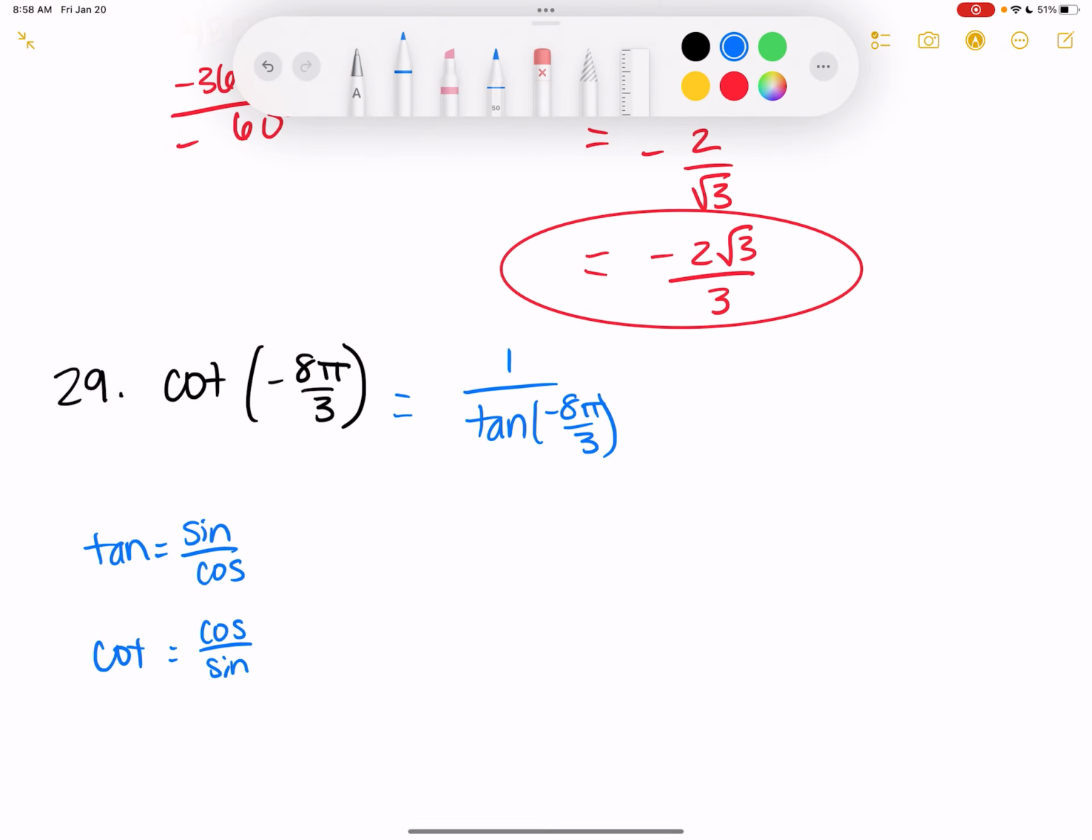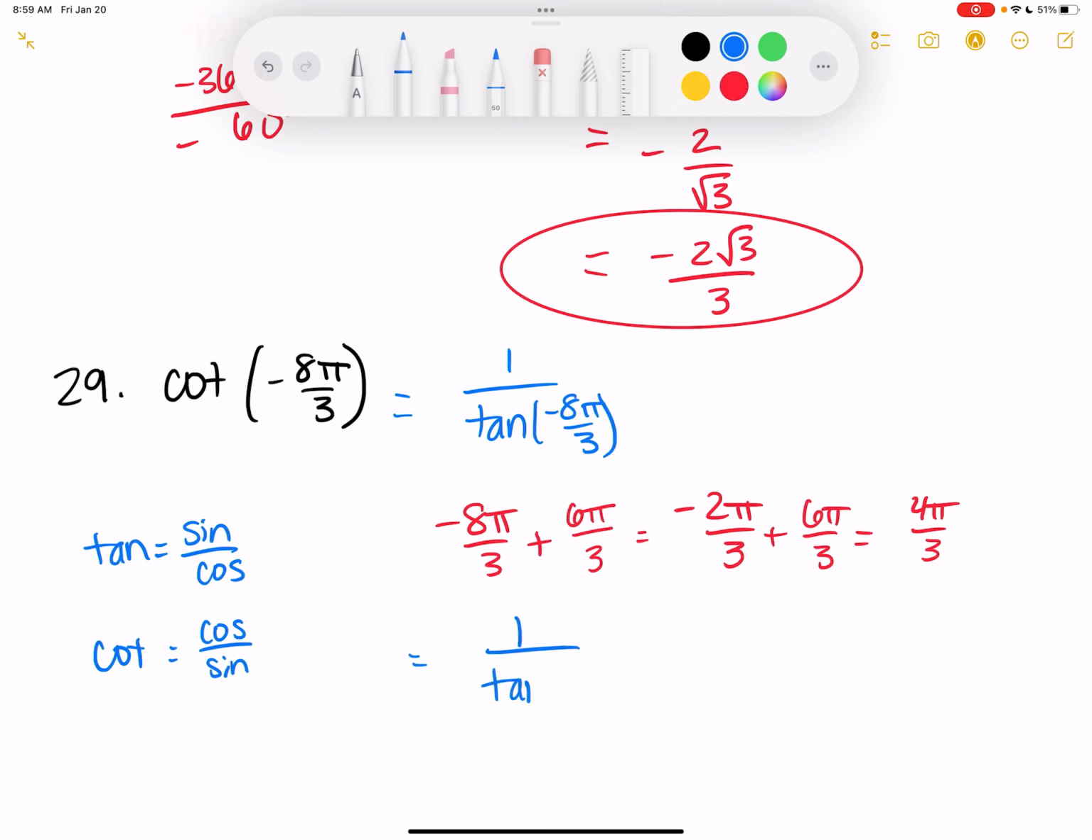So I'm going to convert this angle, especially because it's in radians, to something else. So I'm going to find the coterminal angle. So negative 8 pi over 3. I'm going to add 6 pi over 3 because that's 2 pi. So that gives me negative 2 pi over 3, which I could just go to my unit circle and find that value if you want, or I can go ahead and find the positive one, so I can add another 6 pi over 3, which gives 4 pi over 3. So now I'm going to treat this as 1 over the tangent of 4 pi over 3.